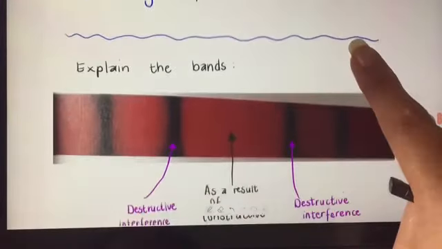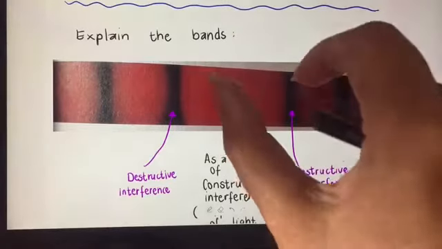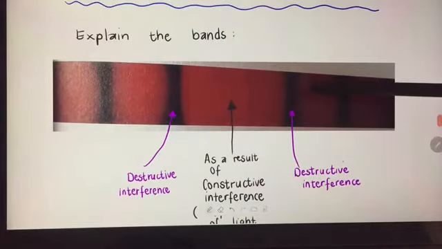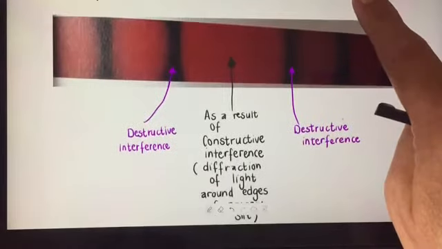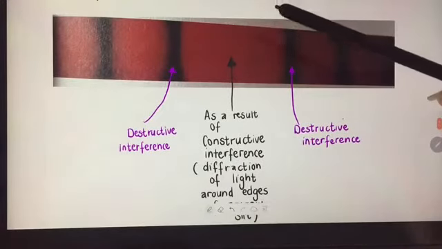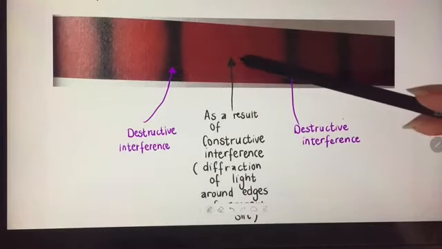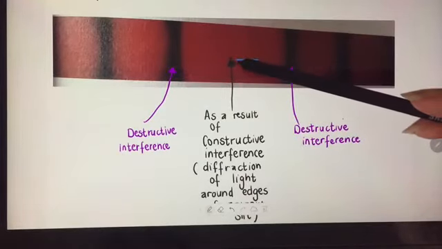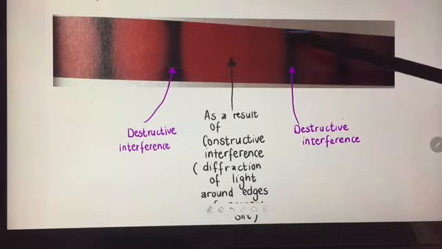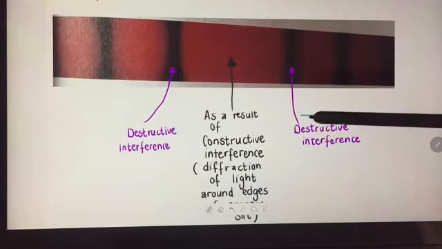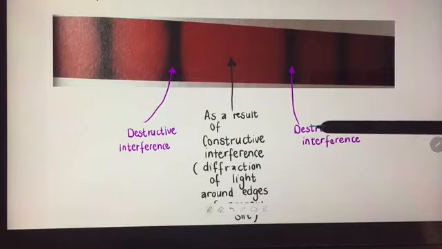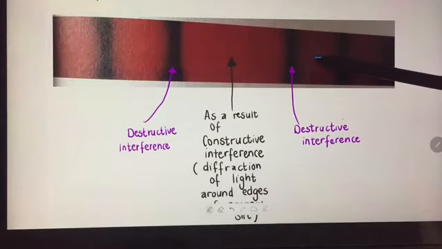Then just to explain the bands: why do we see, if it's red light, a red band, and then dark, and then red, and so on? This is because of interference. Where you see the color, like over here, this is as a result of constructive interference. And where you see the dark band, that is as a result of destructive interference. So here I've got constructive interference again, destructive, constructive, and so on.